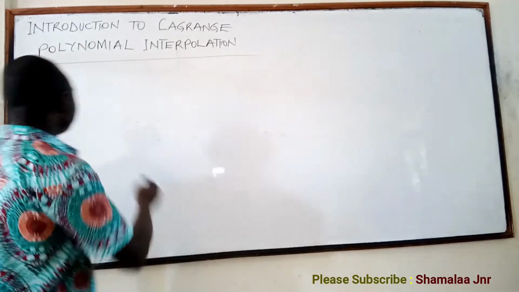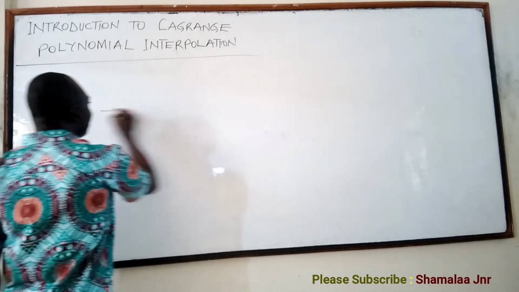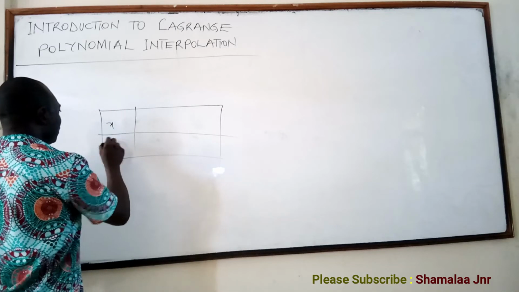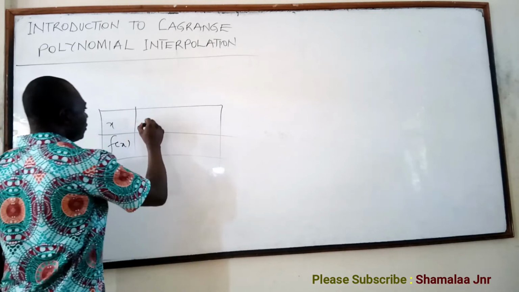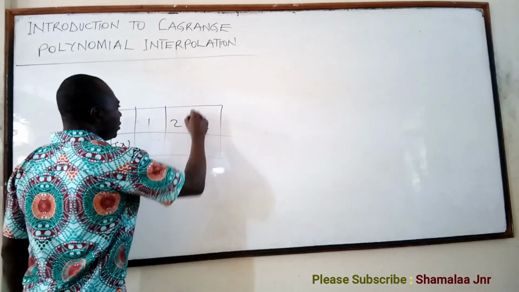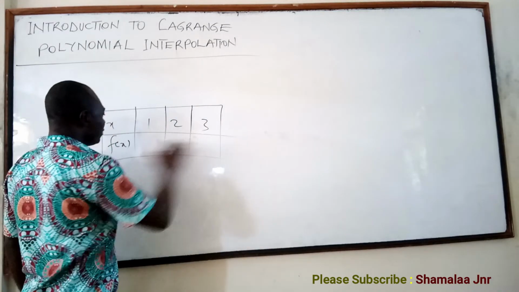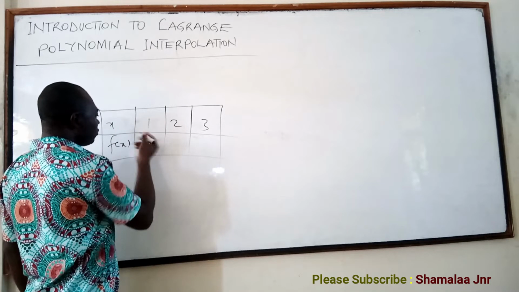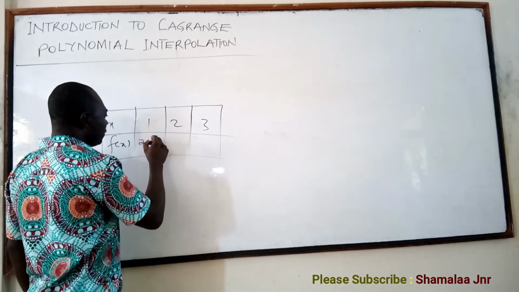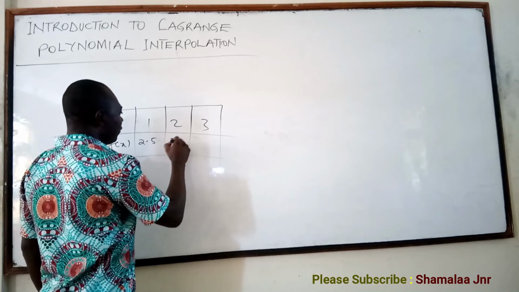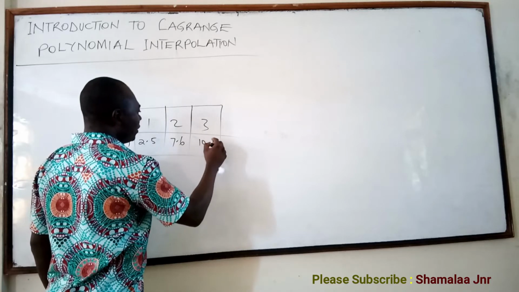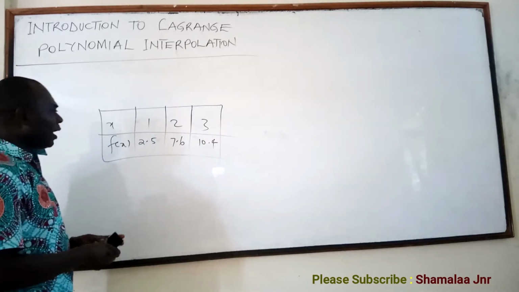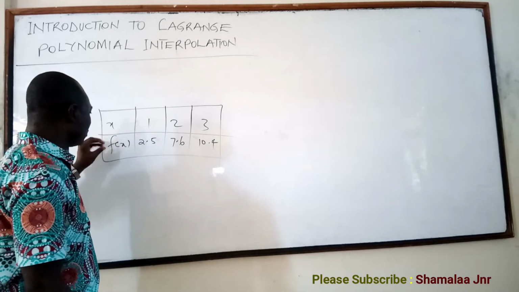What this means is that, let's assume that I've been given a table like this. These are the S values, let's say 1, 2, 3, and these are the corresponding functional values, so let me say 2.5, 7.6, 10.4. Now, you can give me something like this and ask me to come out with a function.